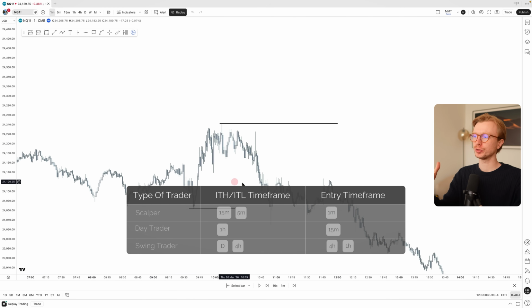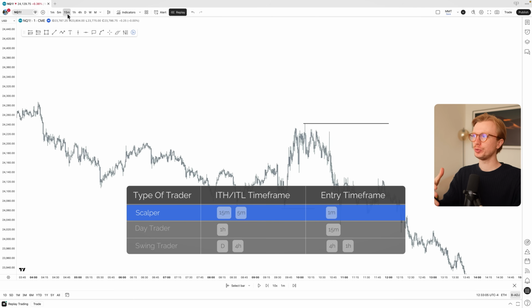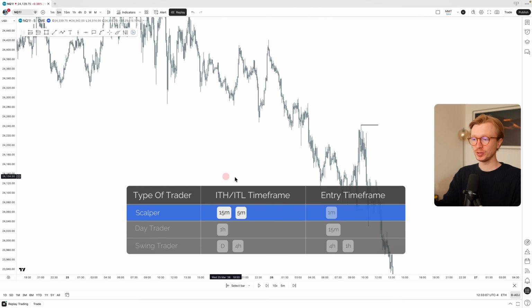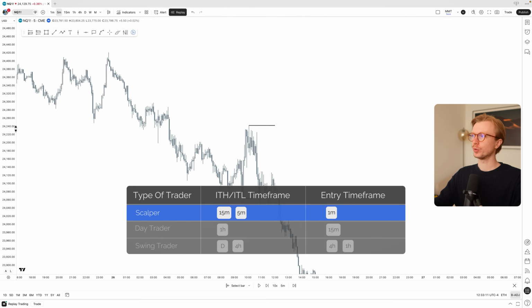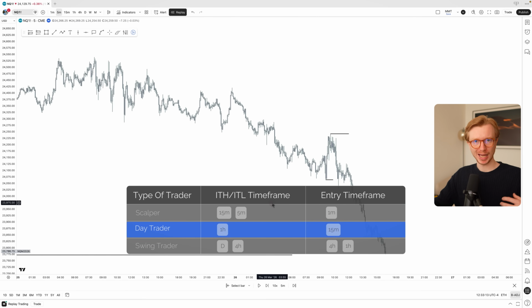For example, if you're a scalper, you might say, well, I'm going to use 15 minutes and 5 minutes intermediate highs and intermediate lows right there, and then I'm getting involved on the 1 minute. If you're a day trader, you might say, well, I'm using the entry 15 minutes. I might look at 1 hour intermediate highs, intermediate lows. And for a swing trader, you might say, well, daily intermediate highs, intermediate lows, and I might get involved on the 4 hour, or even 4 hour intermediate lows, intermediate highs, and I'm getting involved on the 4 hour or the 1 hour.